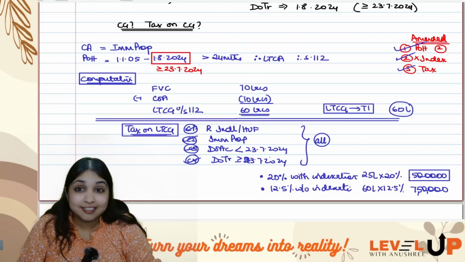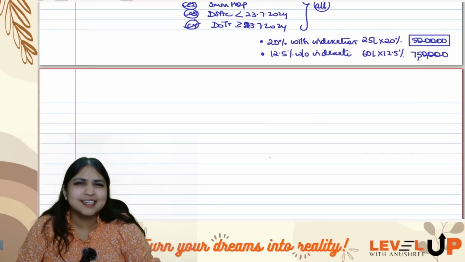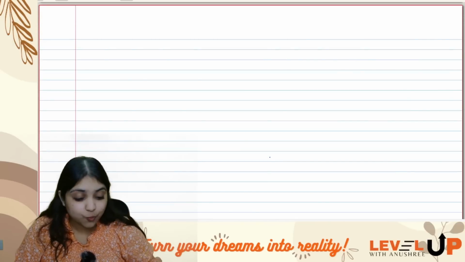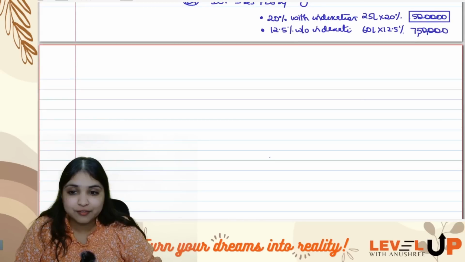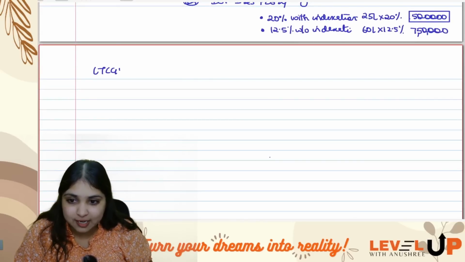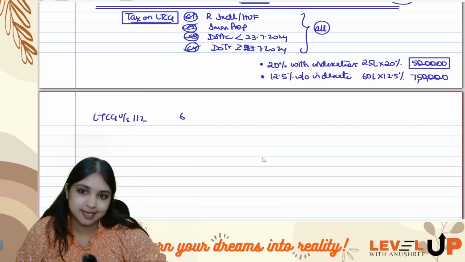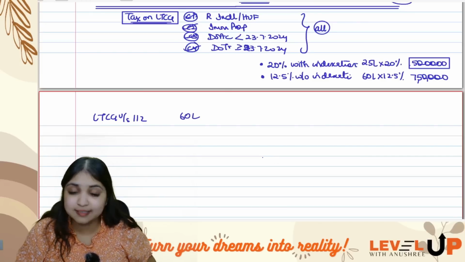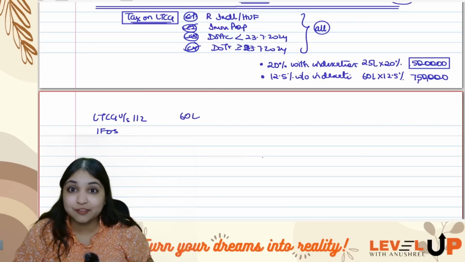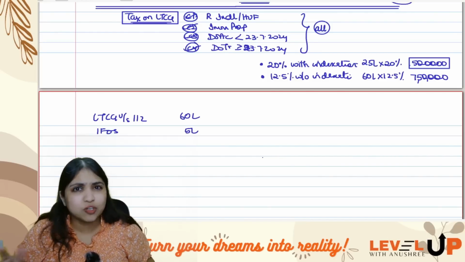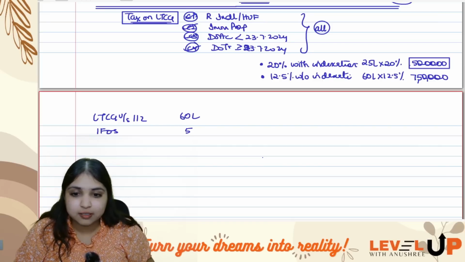Now let's continue the same question, guys. Let's get a little better clarity. So what have we computed? We have computed LTCG under section 112, how much? 60 lakhs, right? Yeah, we calculated 60 lakhs. And let us say the normal rate income of the assessee is 5 lakhs, after chapter 6A. So the total income of the assessee is 65 lakhs.